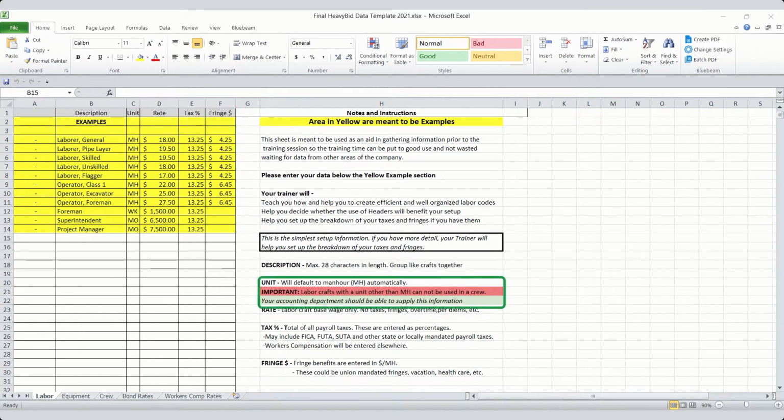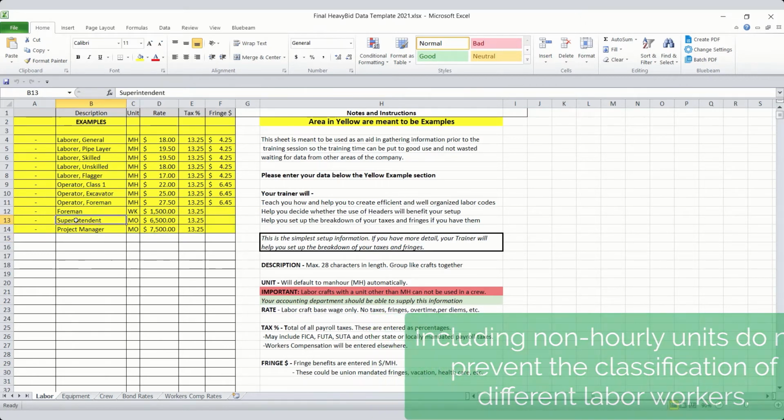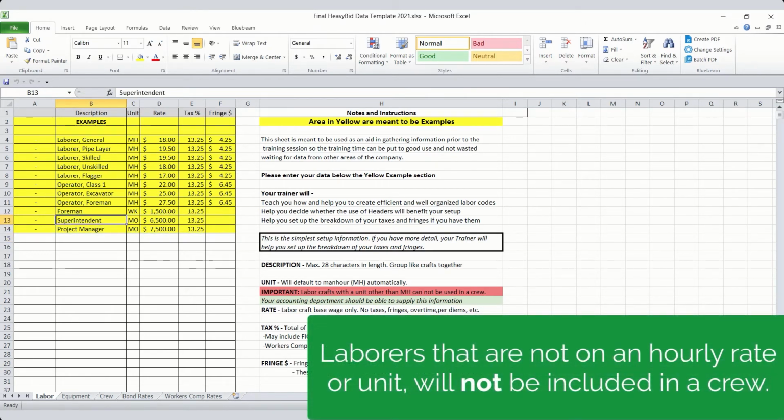All right. Now, the last thing I want to show you is under units. You'll notice the vast majority of them say man hours per unit. In order to use any labor classification in a crew, it has to be based on the number of hours. It has to be based on an hourly rate. That doesn't mean you can't have other types of labor classifications. Let's say that you want to include a superintendent on your job and you want to do it on a monthly basis. You can do that, but just understand that that will not be part of a crew, so it won't get factored that way.